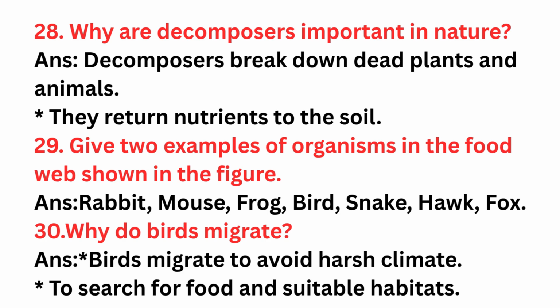Question number 29. Give two examples of organisms in the food web shown in the figure. Answer: Rabbit, mouse, frog, bird, snake, hawk, fox. Question number 30. Why do birds migrate? Birds migrate to avoid harsh climate and to search for food and suitable habitats.